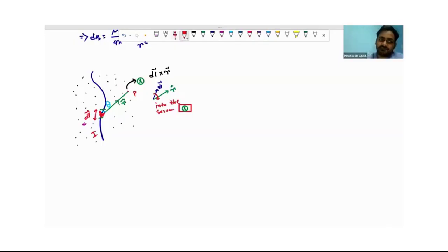Here what I have done, I have just altered the direction of the current. So the dl vector is changed. Here the dl vector is changed in the opposite direction, it is in this direction now. Now what is dl cross r?